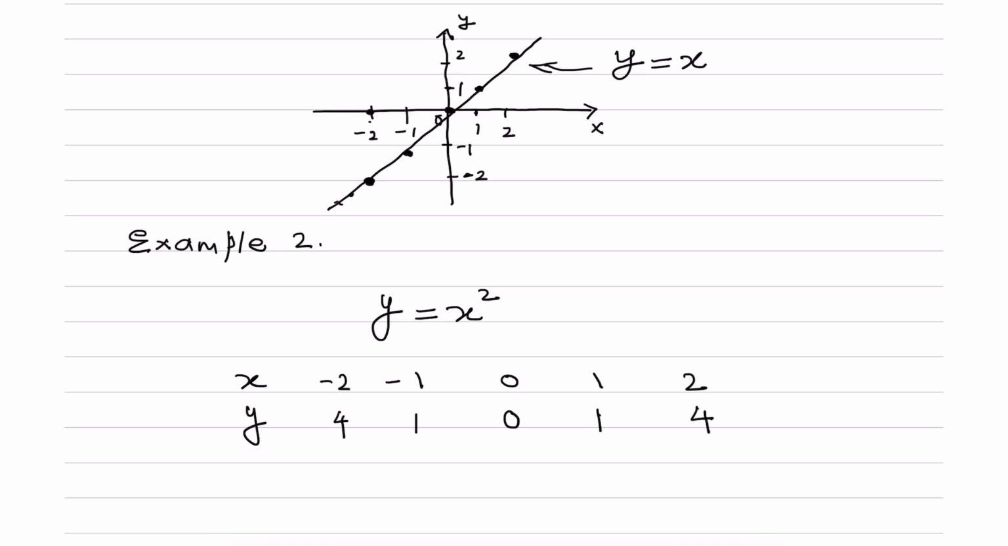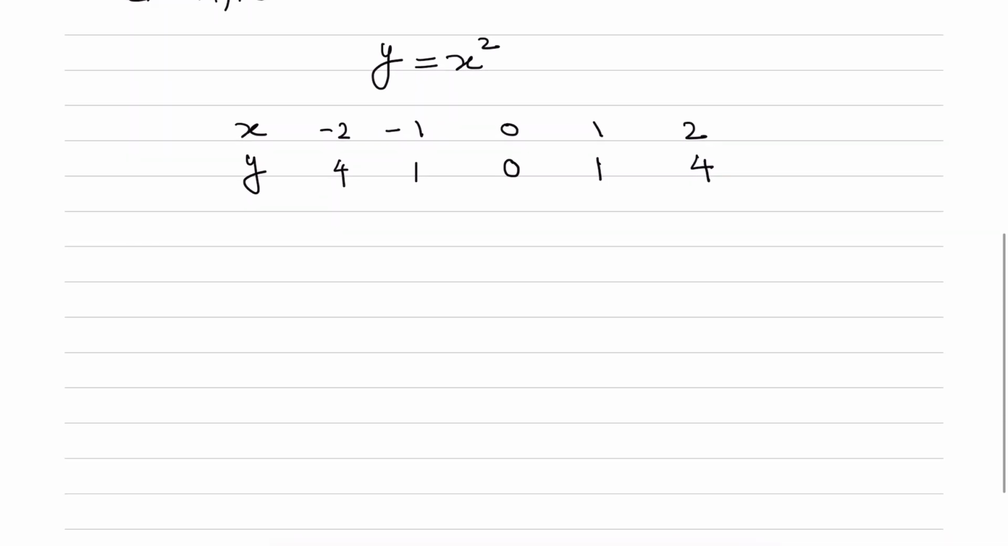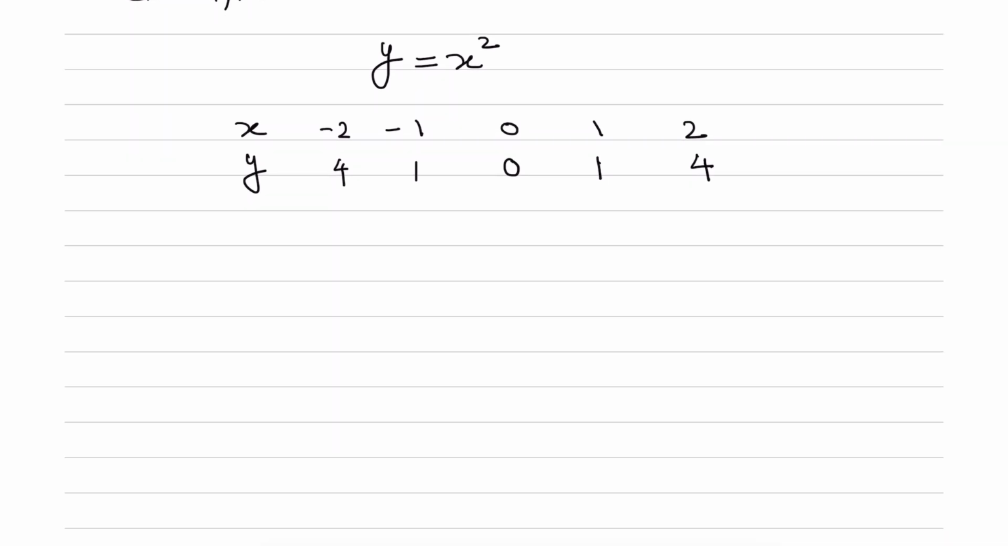Now we are going to locate these points again on a plane. We have the x-axis, we have the y-axis. So let's do some marking on the x-axis: 0, 1, 2, -1, -2.